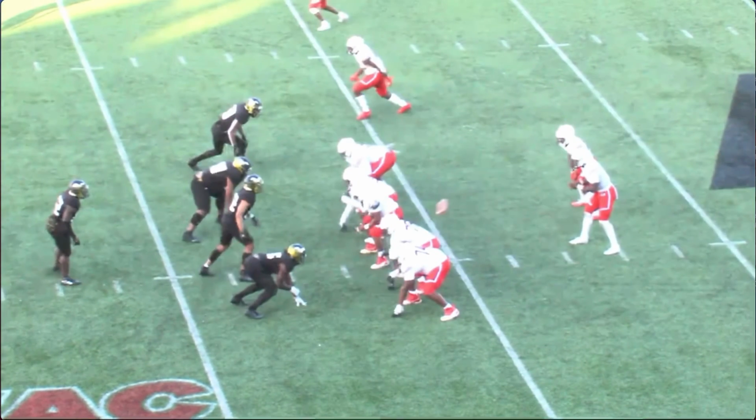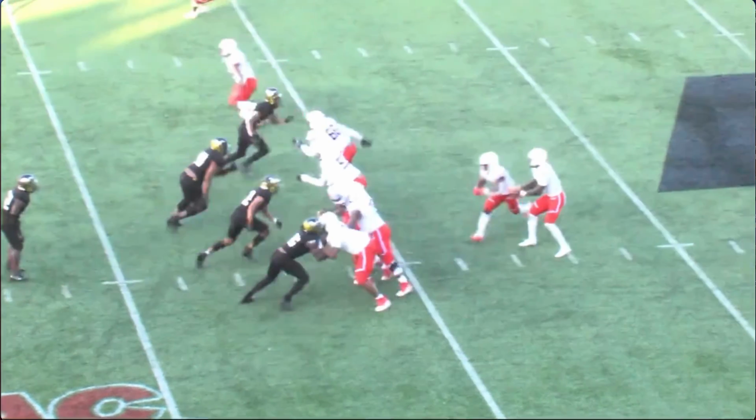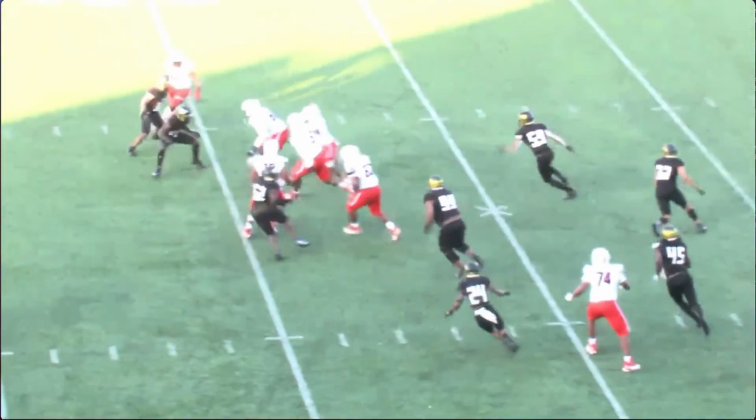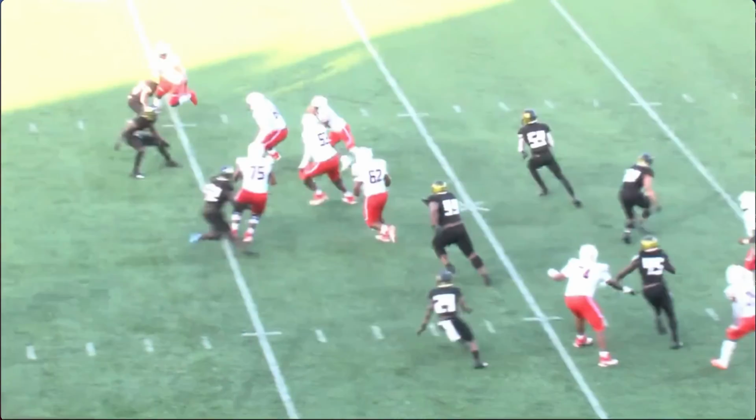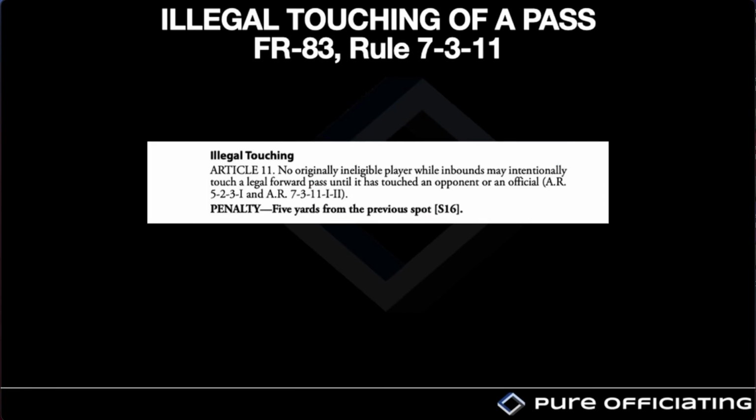And of course, illegal touching is normally what we consider when the player goes out of bounds and comes back in. And then we know to enforce that penalty is just a loss of down at the previous spot. Well, this is a special illegal touching. And we see what the rule says. This is a 5-yard penalty from the previous spot.